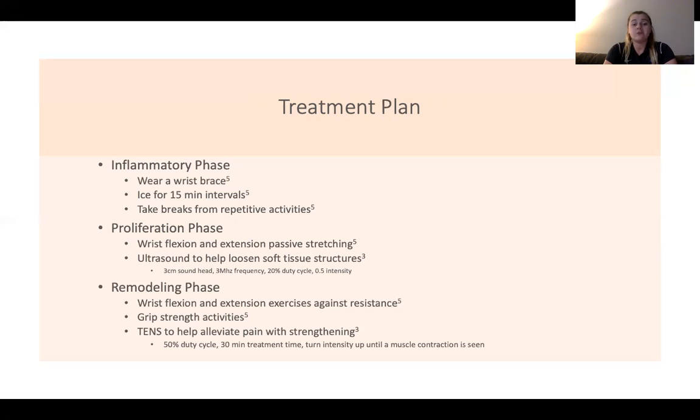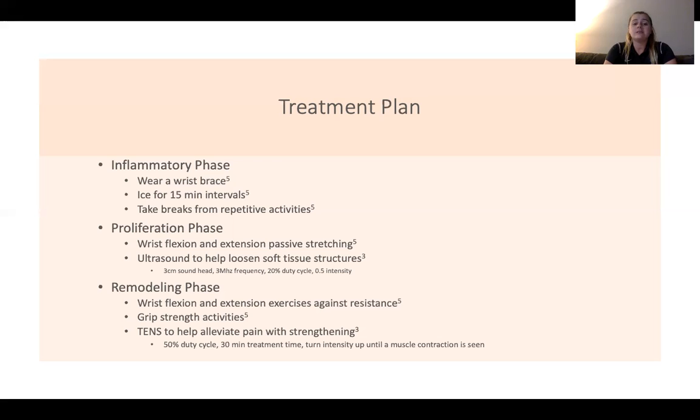During the proliferation phase, we're going to work on wrist flexion and extension with some passive stretching. This might seem kind of trivial. However, stretching out the musculature around the wrist can help loosen up what could be occluding those nerves. Again, we can also use ultrasound to help loosen soft tissue structures.